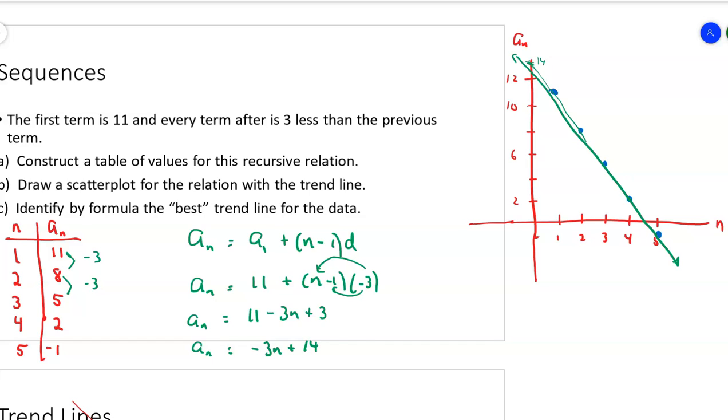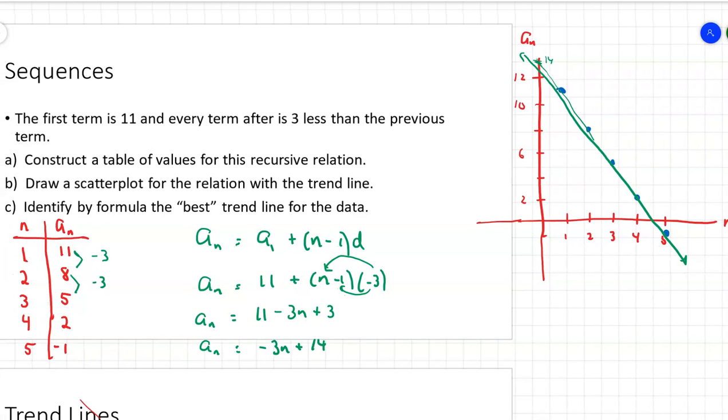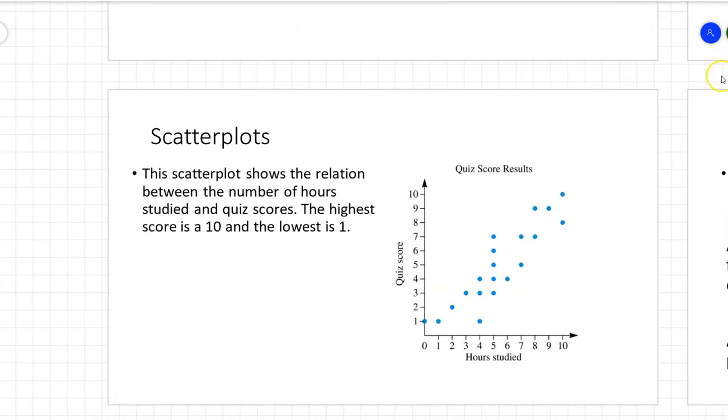All right, so this is a sequence that starts at 11, and every term after that is 3 less than the previous term. So we drew what we call a trend line. Your book calls it a trend line. Sometimes we call it the line of best fit. That goes through as many points as possible, but doesn't necessarily go through all of them. And there are cases where the line of best fit doesn't go through any of them. In this case, it went through all of them. Why? Because it was a formula, so it had to fit that pattern. Not all of them do.